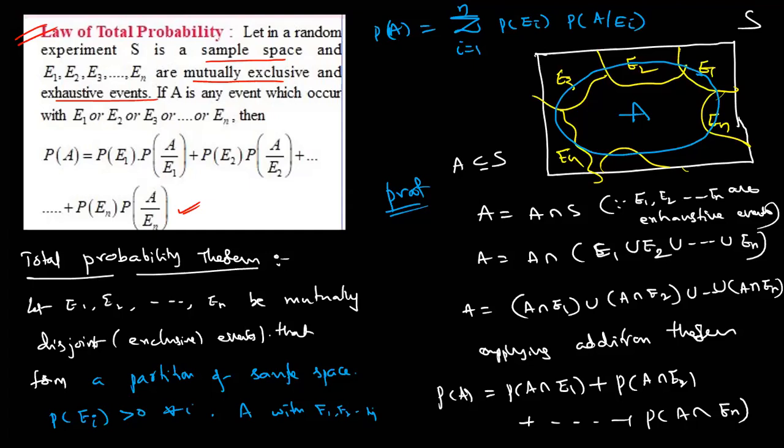E1, E2 mean the partitions. The sample space is divided into some partitions, E1, E2 like that. One event is happening with E1 or E2 or E3 like that. That's why I'm choosing the diagram. See, E1 intersection E2 is what? The empty set, because these are mutually exclusive, disjoint sets. That's the meaning.